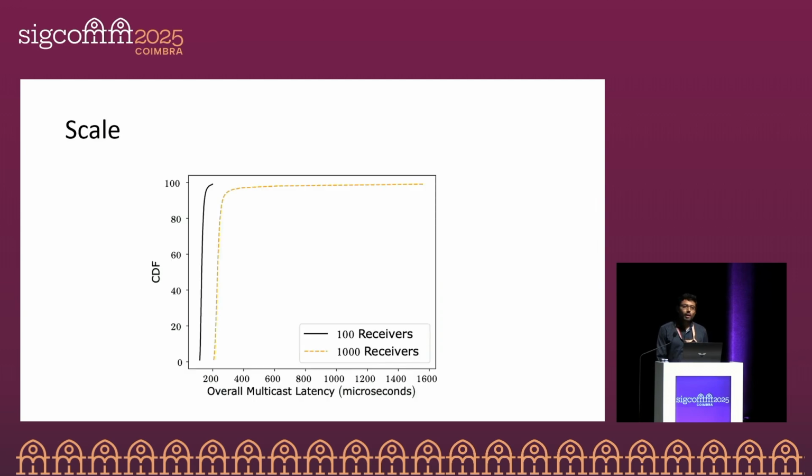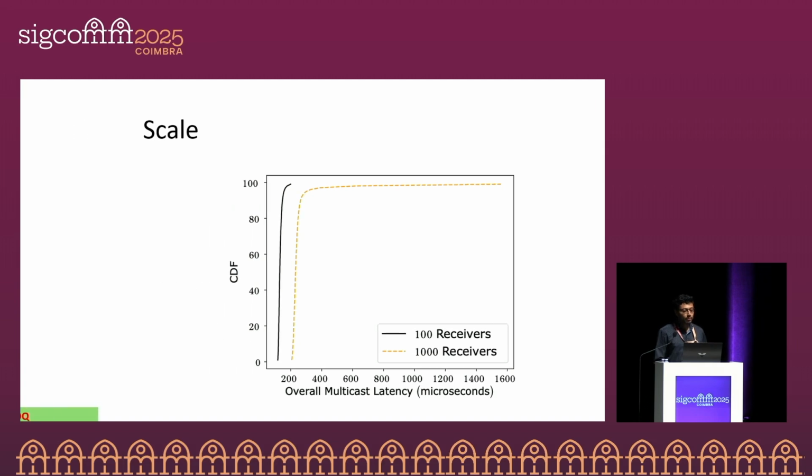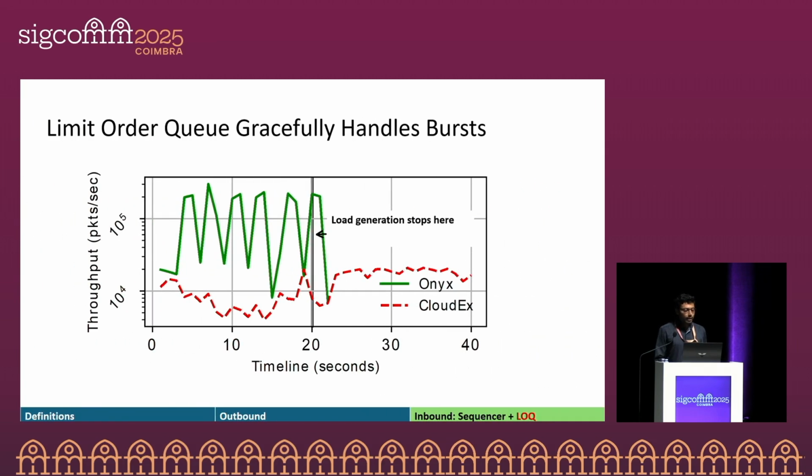Onyx is able to scale in terms of providing low multicast latencies up to 1,000 receivers. In our experiments, every market participant is a single VM, but in principle with isolation, you can run multiple market participants in a single VM. So we think that this result is a lower bound on what you can achieve. And we also show that the limit order queue can gracefully handle bursts.